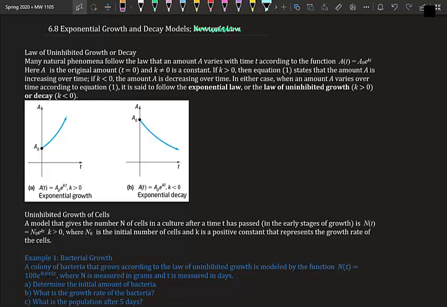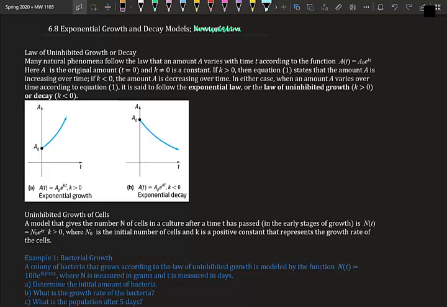All right, law of uninhibited growth or decay. Many natural phenomena follow the law that an amount A varies with time t according to the function A of t equals A sub 0 times e to the power of kt. Here, A sub 0 is the original amount when time is 0. It cannot be 0, and it's a constant. K is always going to be greater than 0 because you're growing.